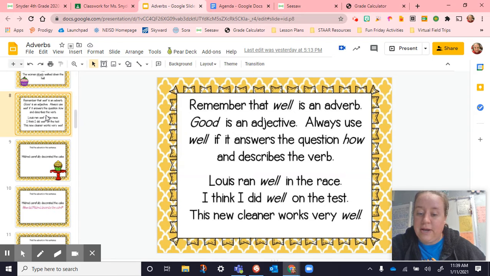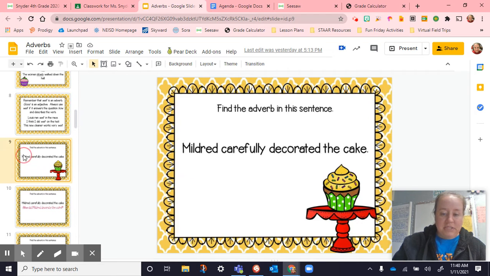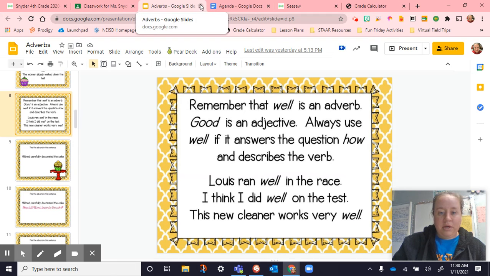So Lewis ran well in the race. I think I did well on the test. This new cleaner works very well. A lot of people say, oh, he ran good. I think I did good on the test. The new cleaner works very good. You're describing what that verb is, and so you need well instead. All right, so we stopped here on 9, so we'll pick that up another day.